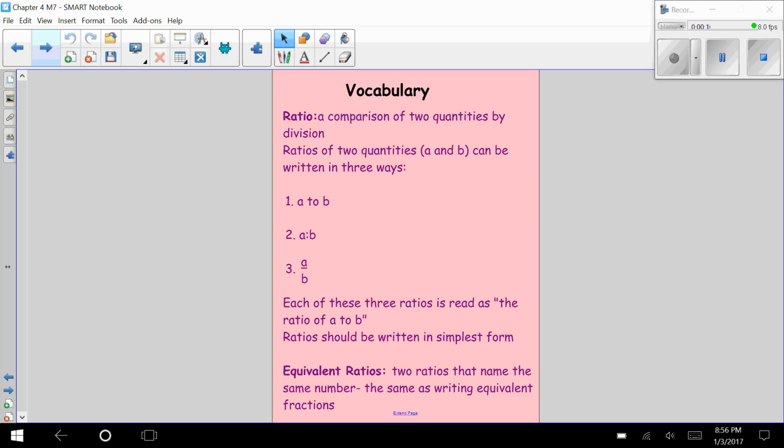So ratios of two quantities, A and B for now, can be written in three ways: A to B, A colon B, and A over B. All three of these are read as the ratio of A to B, and they should always be written in simplest form. Equivalent ratios are two ratios that name the same number. This is the same as writing equivalent fractions.